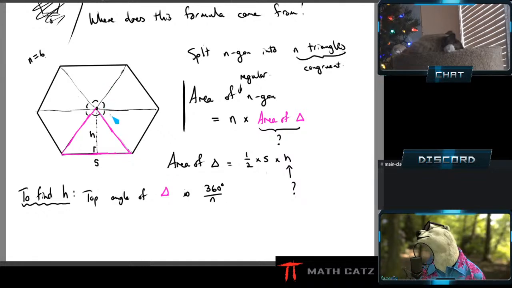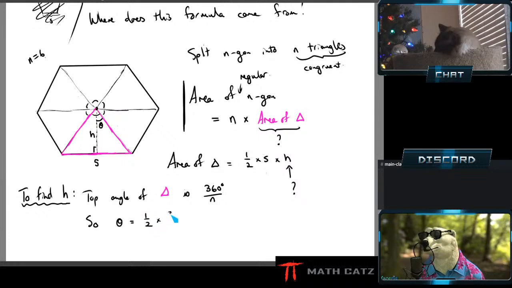When I look at my pink triangle, I can't really use this angle completely. Let's just look at this little angle, theta. When I take the perpendicular line down to the base of the triangle, it splits the top angle into two. So theta is a half of the top angle, which is then 180 degrees over n.